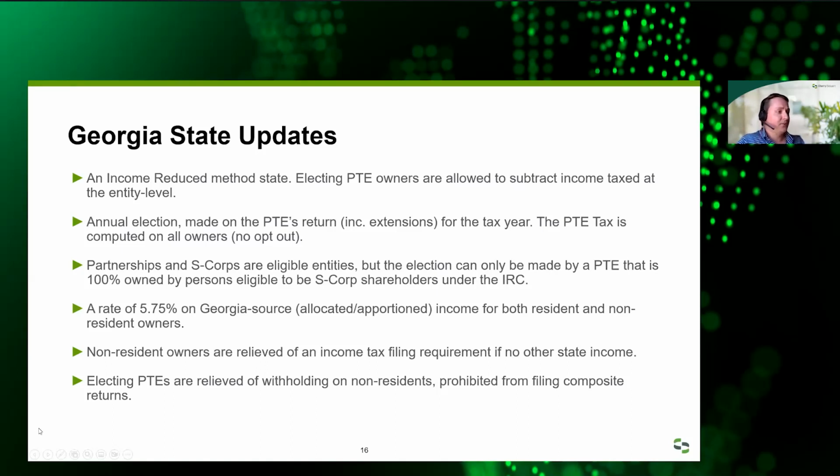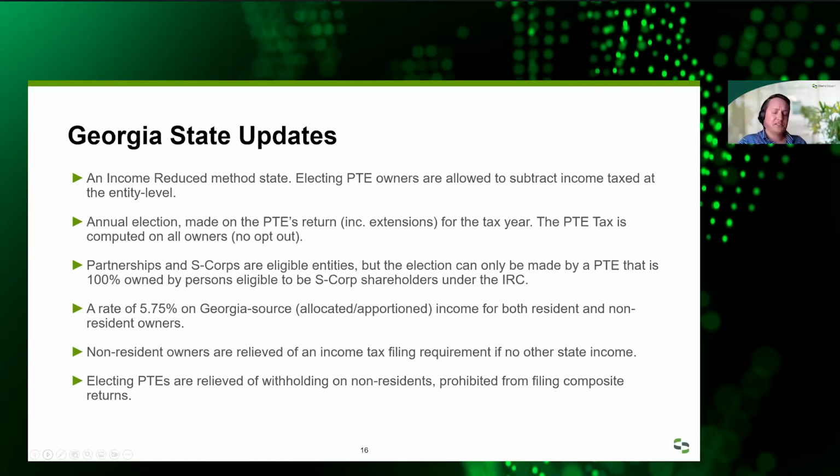But otherwise, Georgia has a fairly straightforward election process. It's made on the return. It's the same partnership or S corp return that in years past those entities would file. Even a lot of the same extension payment forms didn't change for Georgia. Partnerships and S corps are going to be your eligible entities generally, but Georgia does have a bit of a restrictive ownership requirement to be able to make the election.